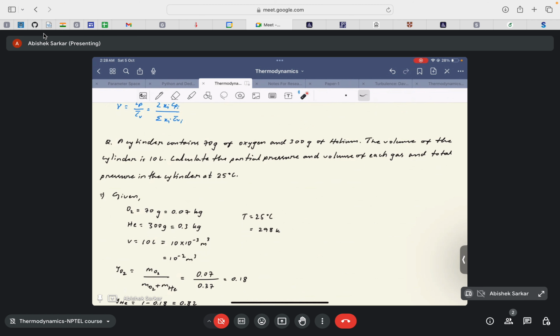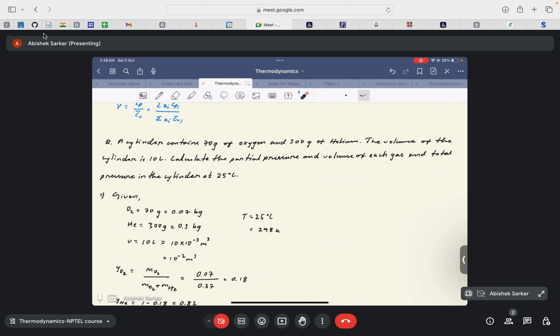Let me read the question once, and then I'll give you a minute or two to understand the structure of the question and decide which things we need to evaluate first to get to the solution. The question is: a cylinder contains 70 grams of oxygen and 300 grams of helium. The volume of the cylinder is 10 liters. The volume is given and the mass of the individual gas components are given. Calculate the partial pressure and the volume of each gas and the total pressure in the cylinder at 25 degrees Celsius.